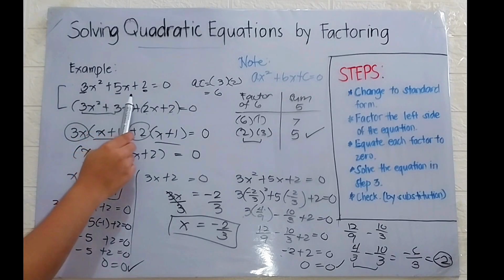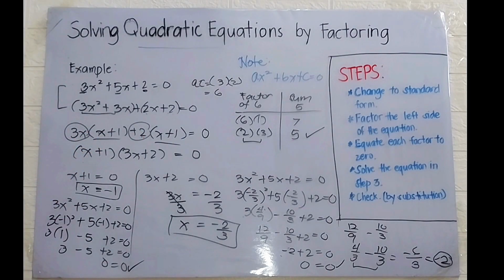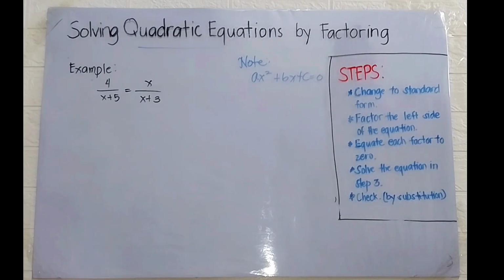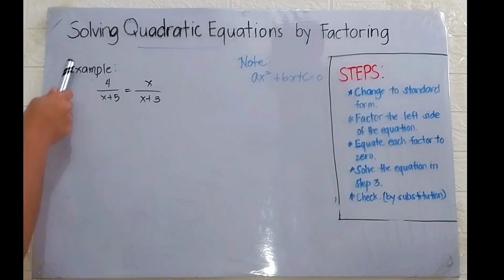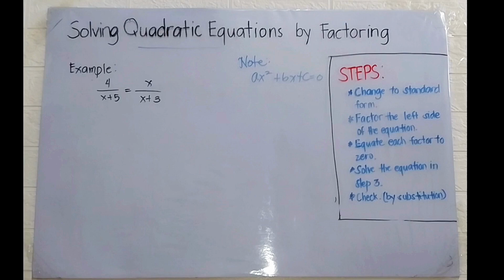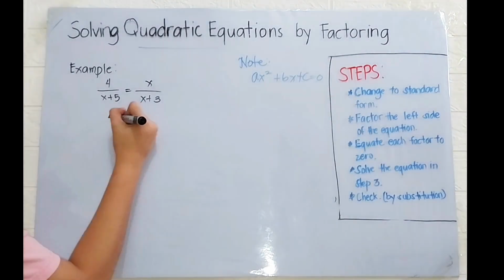3x squared plus 5x plus 2 is equals to 0. Understood? Our next given, 4 over x plus 5 is equals to x over x plus 3. So, ito yung pinaka-ayaw. Aminin nyo man hindi, pinaka-ayaw ng mga bata or pinaka-ayaw nyo because ang hirap naman yung fractions. So, I will teach you, I am going to make it easier. Okay? So, if your given is in a fraction form, you need to cancel out the denominator. How are you going to cancel out the denominator? So, this is what you are going to do.